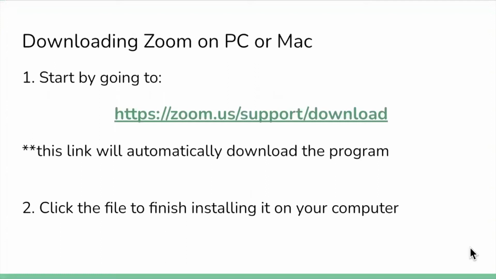Here are the steps for downloading Zoom on PC or Mac. The first step is to go to the website that is linked here, and this will take you directly to downloading the program. So if you click on it, it will automatically download onto your device. So you don't have to go searching for it online, you just click on this link here.